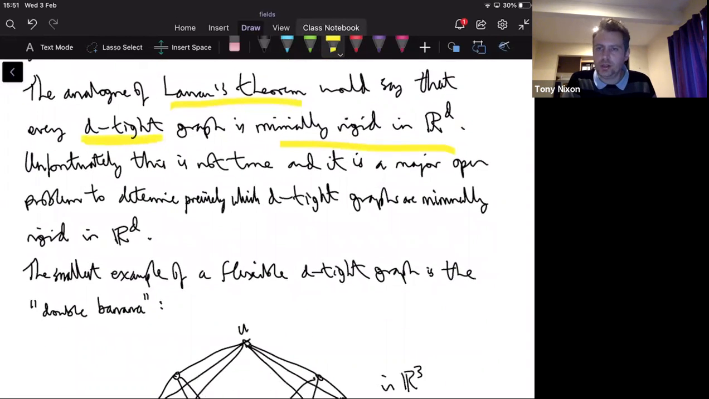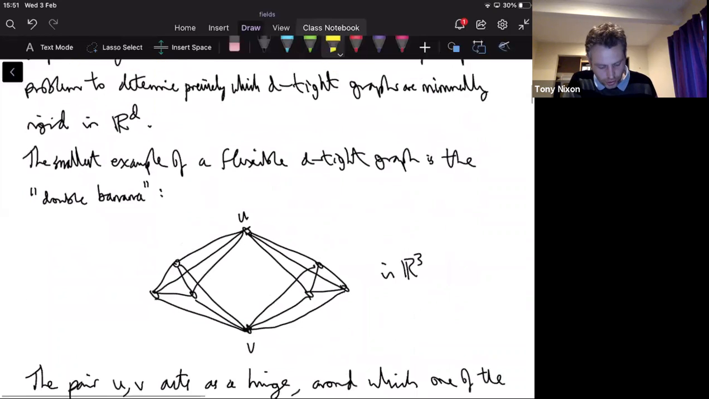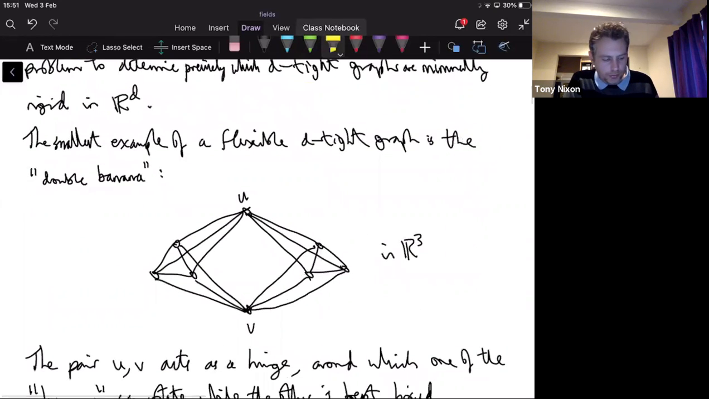And this is really the main motivation in combinatorial rigidity: trying to find an analogous statement. So trying to find which d-tight graphs are minimally rigid in R^d, especially when d equals 3. So let me just try and quickly show the smallest example, first of all for d equals 3.